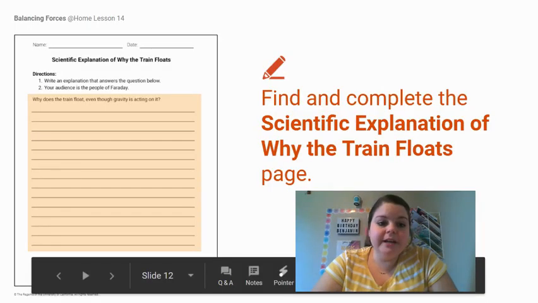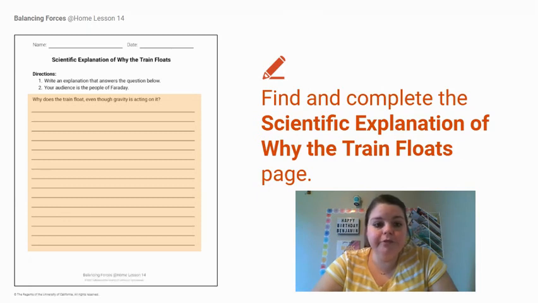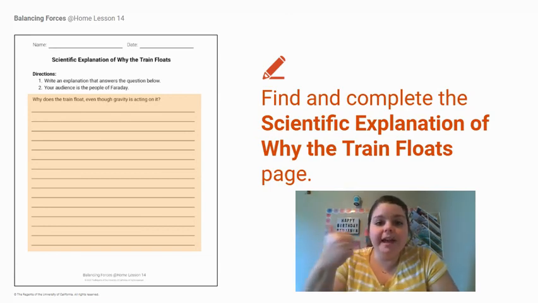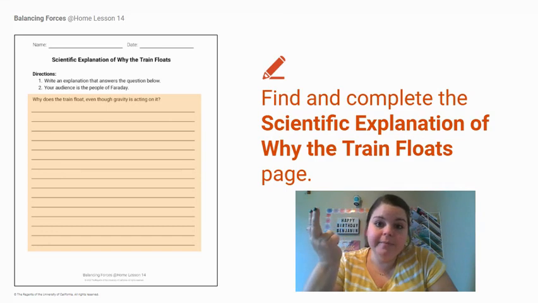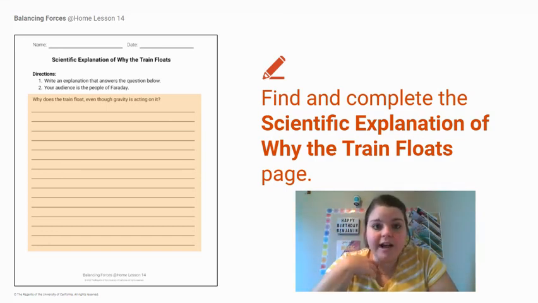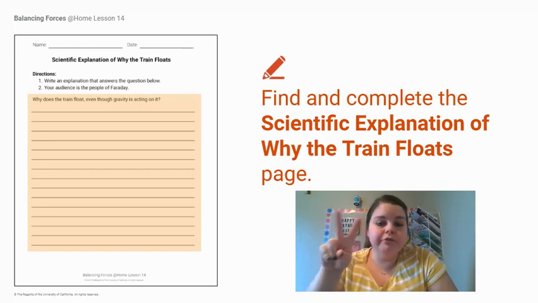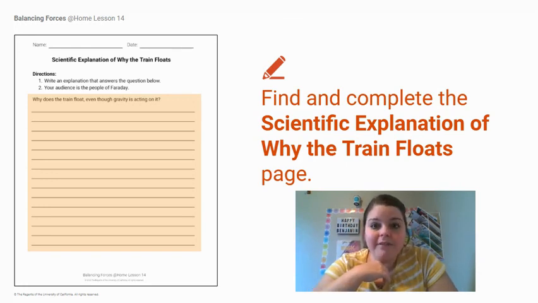Your job today is to do another scientific explanation answering the chapter 4 question. Why does the train float even though gravity is acting on it? Think about all of the evidence we've collected in this chapter. We read a little bit from the Handbook of Forces about balancing forces. We watched a couple different models. Today we looked at that boy's model of the magnets, and we also the other day in class looked at the model of the floating paperclip. You also did an investigation at your house of objects moving when two forces are acting on it. So you have a lot of evidence to choose from to help you answer that question.